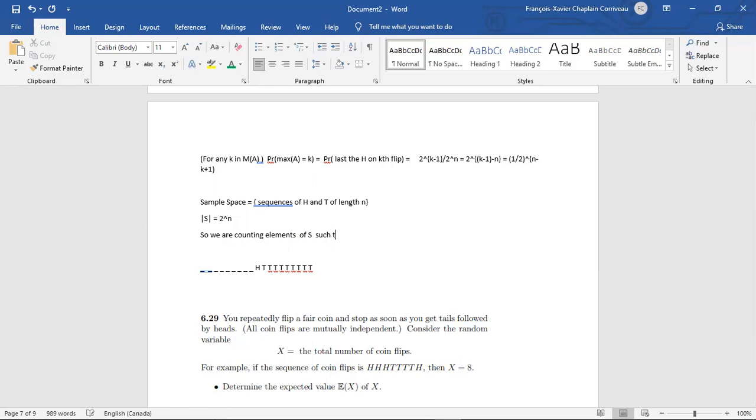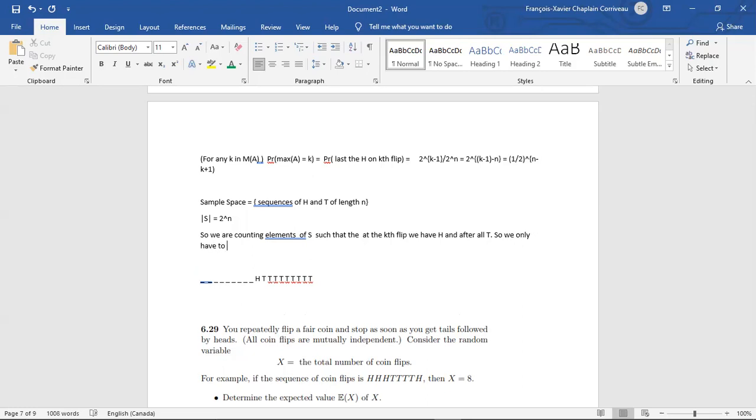We're counting elements of S such that the kth flip is a head and after all tails. We only have two options. The first k minus 1 flips.